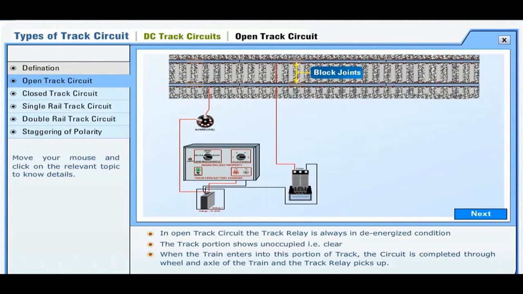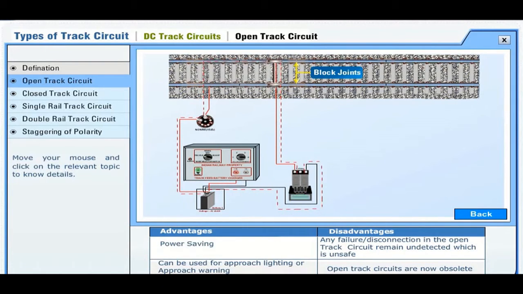Open track circuit. In an open track circuit, the track relay is always in de-energized condition. The track portion shows unoccupied, that is clear. When the train enters into this portion of track, the circuit is completed through wheel and axle of the train and the track relay picks up.